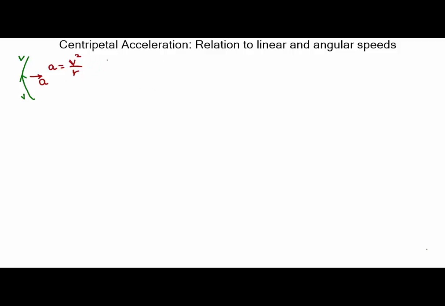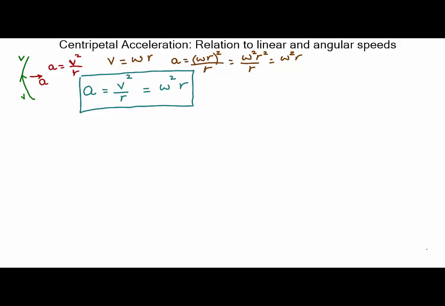We recently learned that v equals omega times r, and so I can put that value in here and get centripetal acceleration as omega times r, which is v, and I've got to square the whole thing, divided by r, and that becomes omega squared r squared over r. One of these r's will cancel, and that gives me omega squared times r. So that gives me two forms of the equation for centripetal acceleration. I can either say that it's v squared over r, or it's omega squared times r, and they are both equivalent.